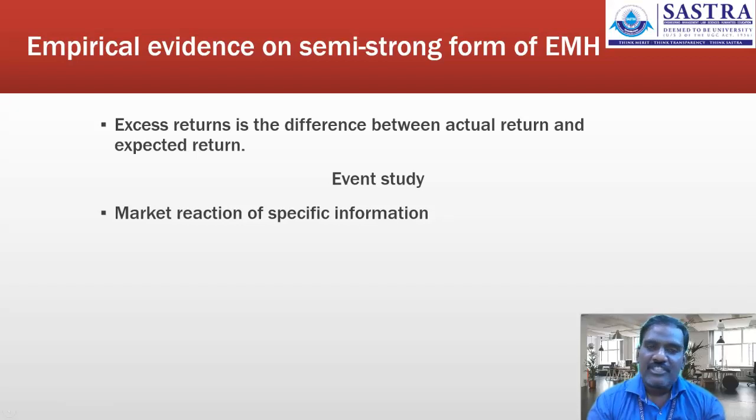Empirical evidence on the semi-strong form of efficiency. The semi-strong form of efficiency is based on market information and publicly available information, and how this information has an intensity to determine the market price. For this purpose, the event study is deployed by researchers in order to understand the efficiency of the market. So the market reaction to specific information is analyzed.